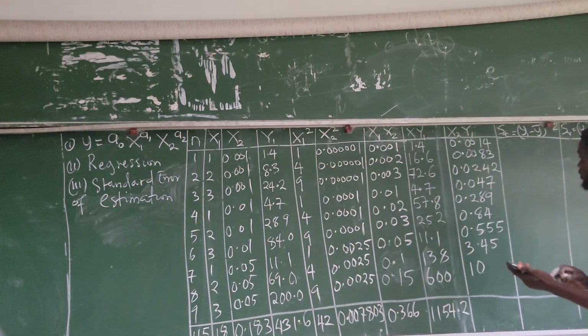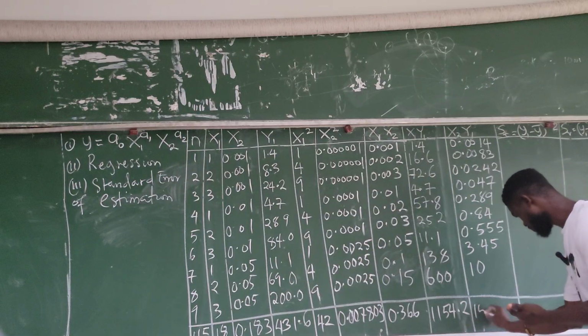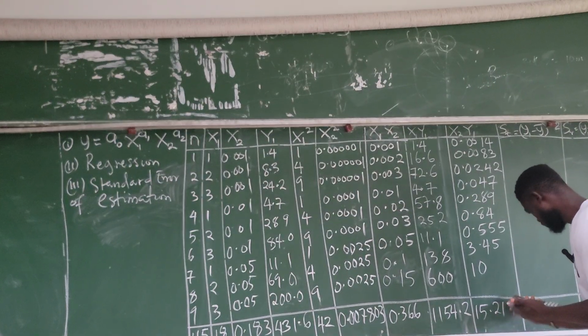So we also sum this up. So we have 0.0014 plus 0.0083 plus 0.0242 plus 0.047 plus 0.289 plus 0.84 plus 0.555 plus 3.45 plus 10. So we have 15.2149.